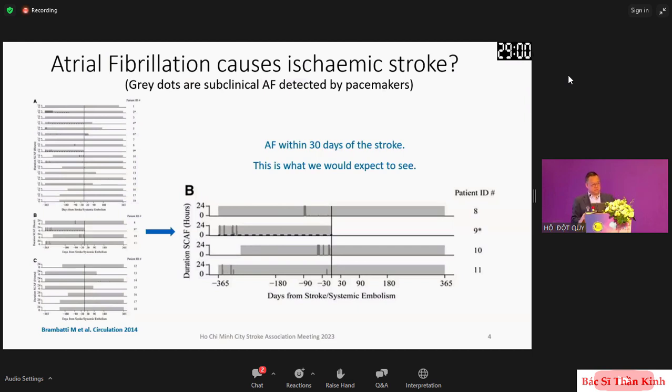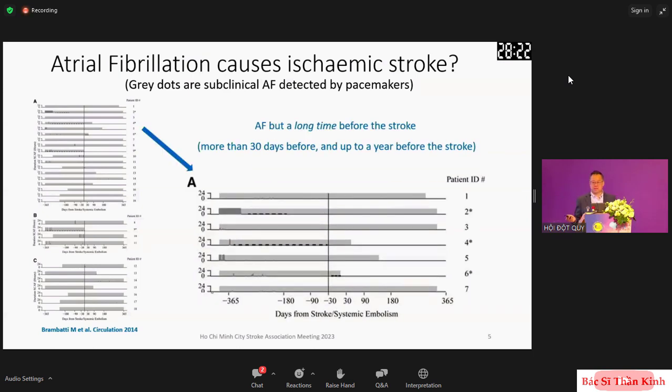So on the left is the figure from the manuscript. I've enlarged the middle panel because in that panel we see the line in the middle, which is the time of the stroke, and the grey bars are when the atrial fibrillation occurred. And this panel B, this makes sense. These patients had atrial fibrillation, those little vertical grey bars, within a few days, maybe a month of their stroke, maybe also before that as well. But that's what we expect to see if we think that atrial fibrillation causes a stroke.